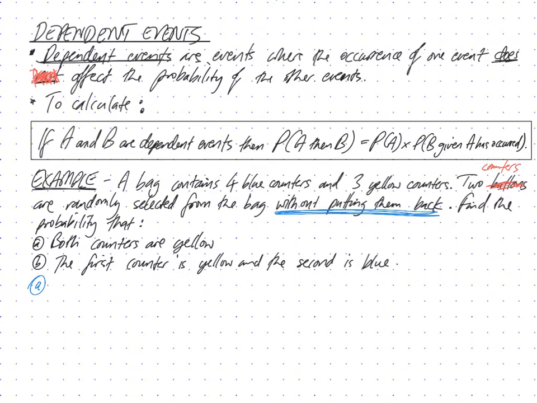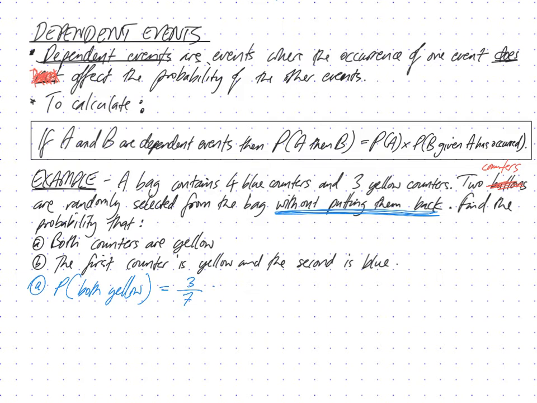So, both counters are yellow: the probability of both yellow. What's the probability on the first pick that it's yellow? There are 3 yellow counters and 4 blue counters, so in total there are 7 counters. So the chance of picking a yellow first time is 3 out of 7, 3 over 7.